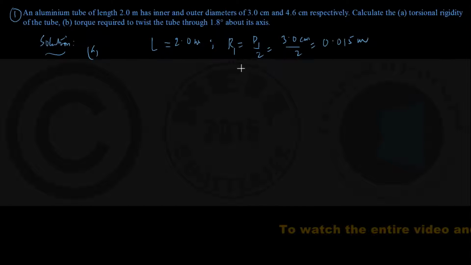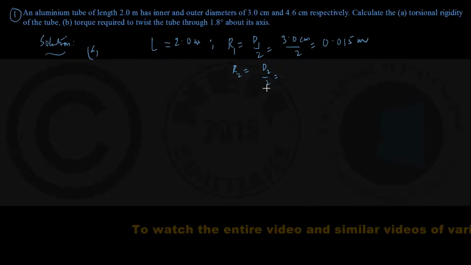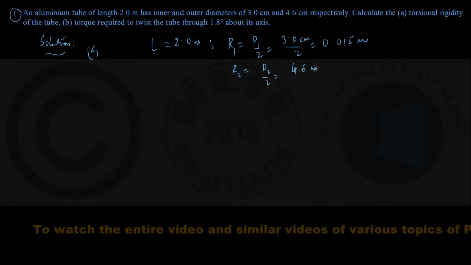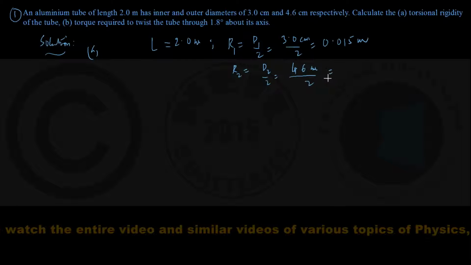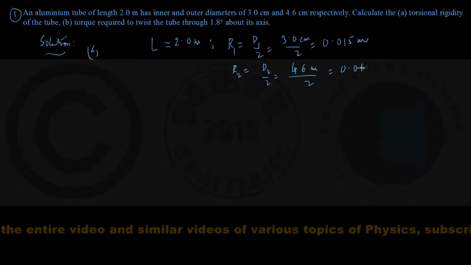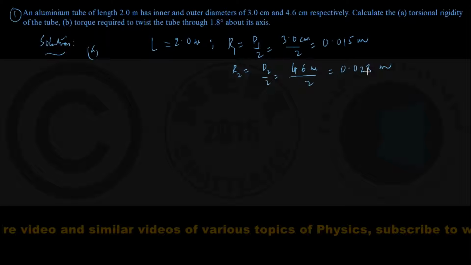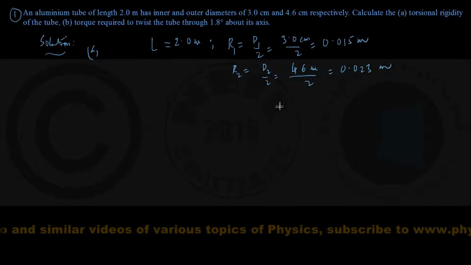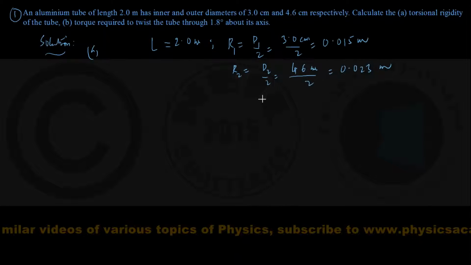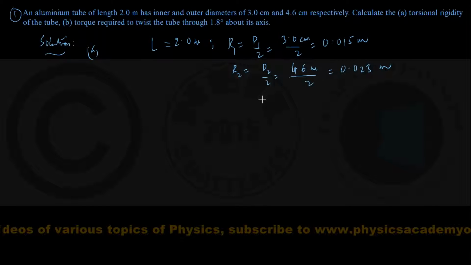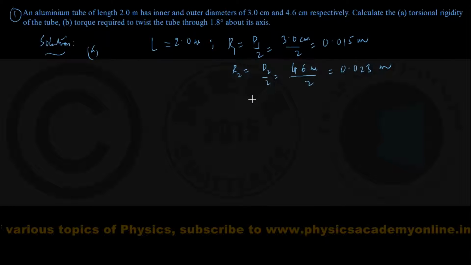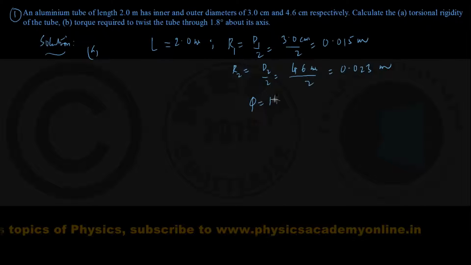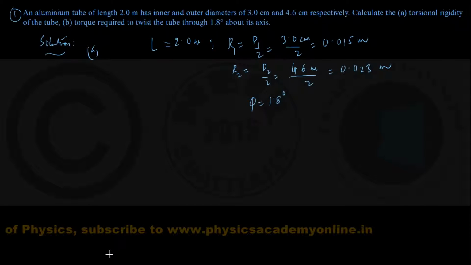And similarly, the outer radius of this hollow cylindrical tube is given by d2 by 2. Outer diameter was given to be 4.6 centimeters divided by 2. This is coming out to be 0.023 meter in SI unit once again. We have been further given that the angle of twist of this tube is phi, that is 1.8 degree. I am listing the data for future use.